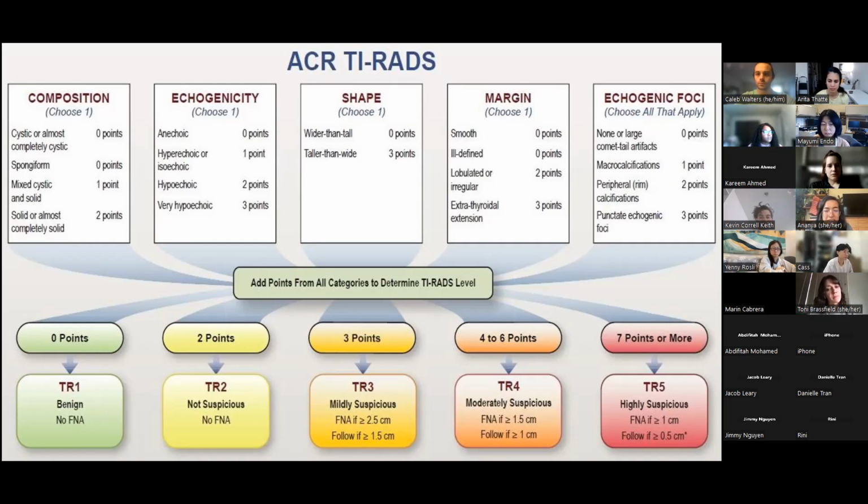If it's moderately suspicious, that's a dark nodule, it's 1.5 centimeters. If it's a grayish solid nodule, it's 2.5 centimeters. If it's a cyst or a spongiform nodule, you don't biopsy it no matter what.